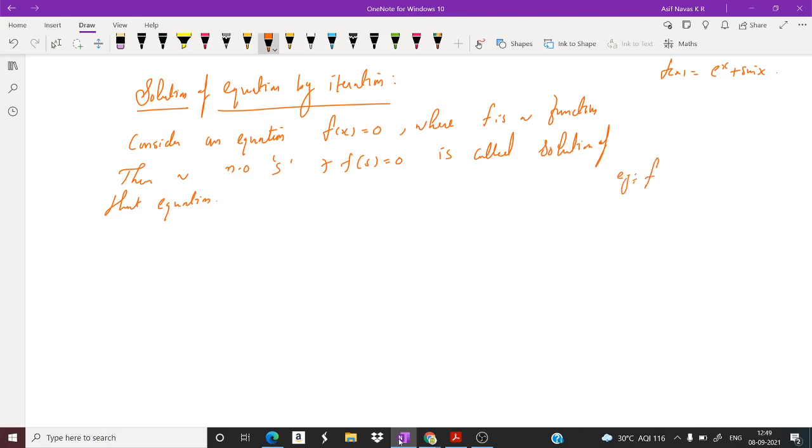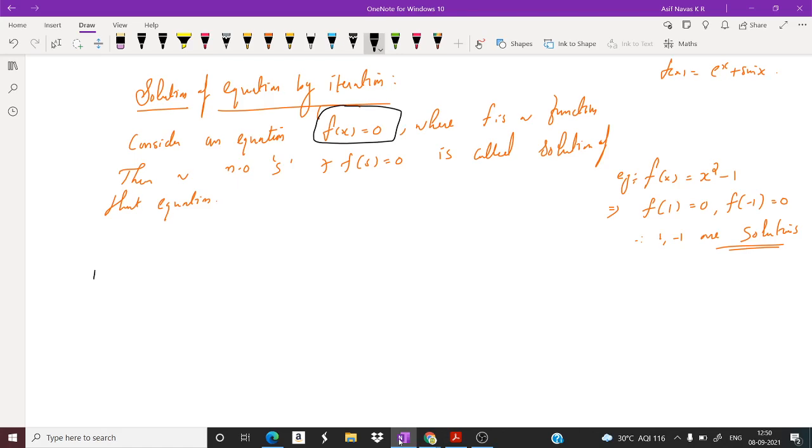For example, f of x equal to x square minus 1. Then here f of 1 is equal to 0, f of minus 1 is equal to 0. Therefore, 1 and minus 1 are solutions. For a polynomial of degree 2, degree 3, even degree 4, we can find a solution by using some formulas. But for degree 5, there is no method to solve polynomials of degree more than 4. For any other equation involving sine, cos, exponential or logarithmic functions, it is very difficult to find a solution. So in this case, we will use some numerical techniques.